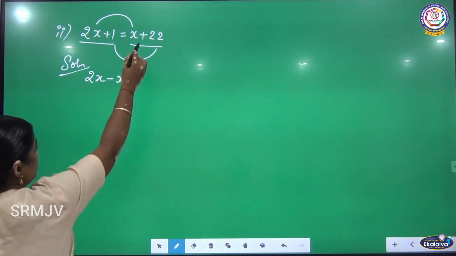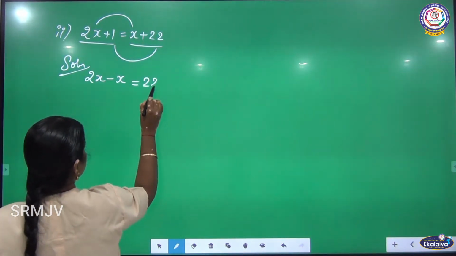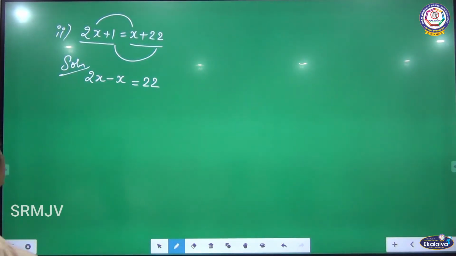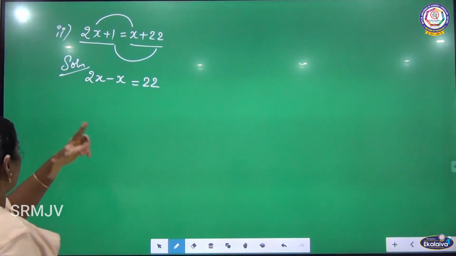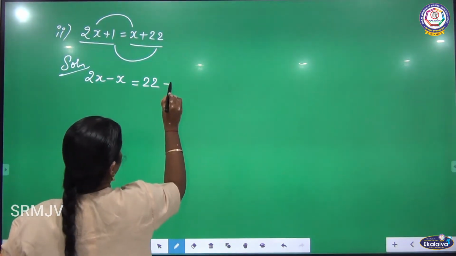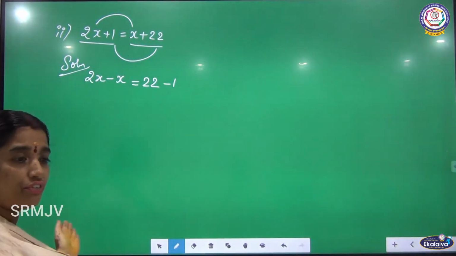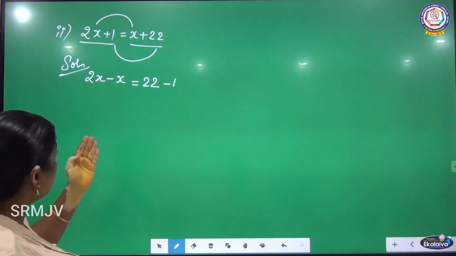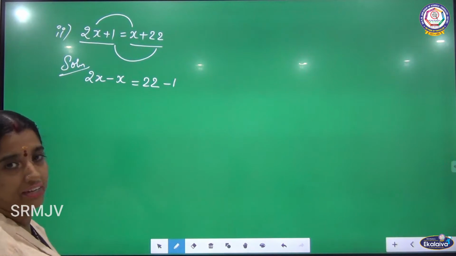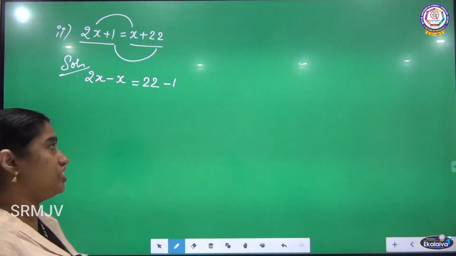Now keep this 22 as it is. Okay, 22 as it is. Now plus 1 becomes what? Minus 1, because it is coming from the right side, left to right. X goes right to left. So inverse operation.